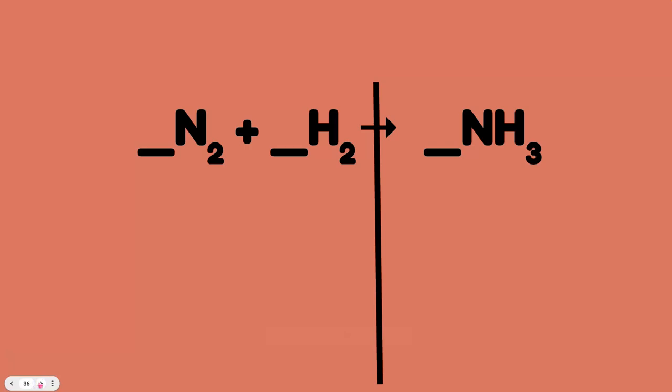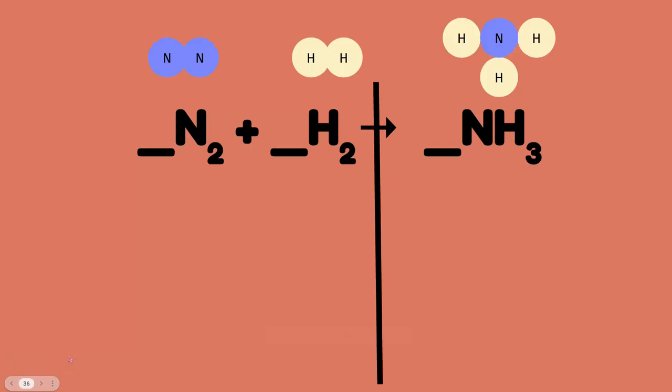So here I have N2 plus H2 yields NH3. This is what it would look like on a molecular level, right? So I can tell that it is already not balanced because I have 3 H's on the product side and only 1 N, and 2 N's and 2 H's on the reactant side.